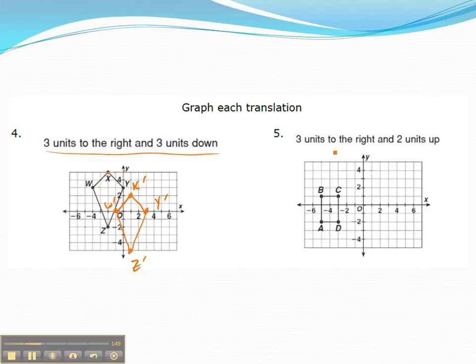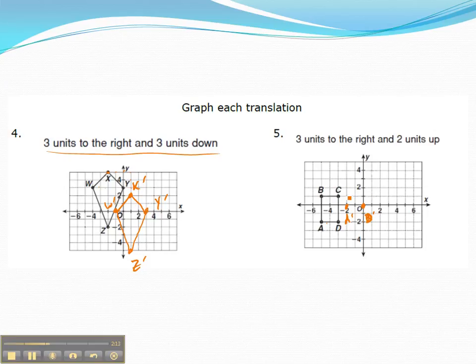Number five, we're to translate this rectangle 3 units to the right and 2 units up. So starting with vertex A, 1, 2, 3 to the right and 2 up, put it right there, A prime. D, 1, 2, 3 to the right and 1, 2 up. D prime will actually be at the origin after that translation.